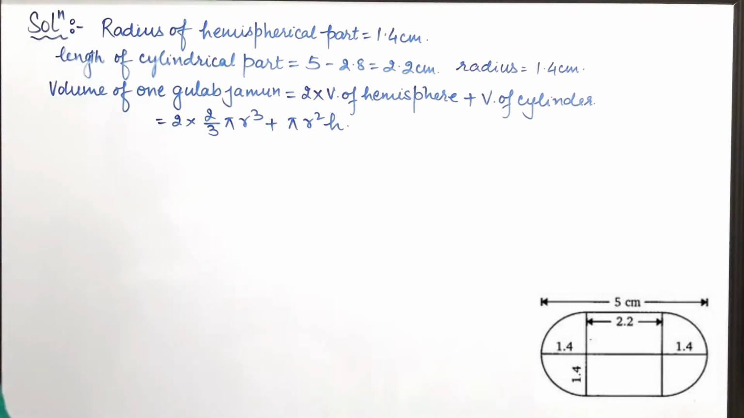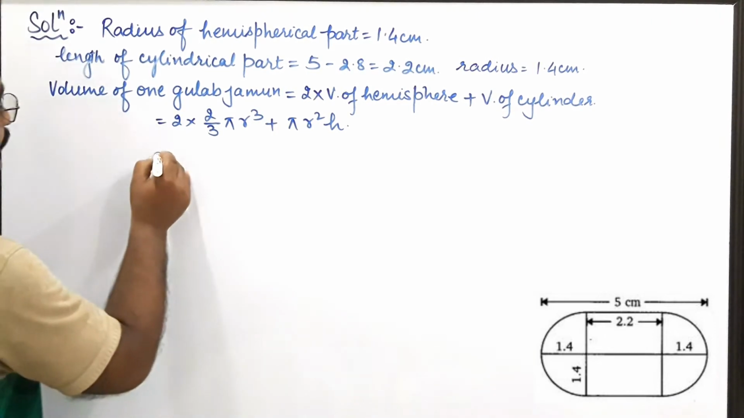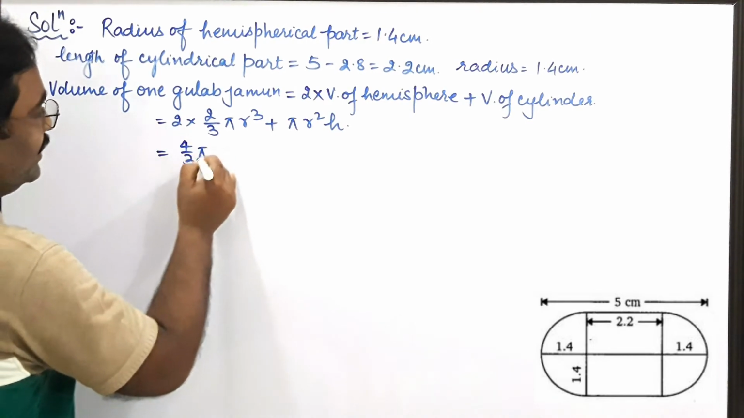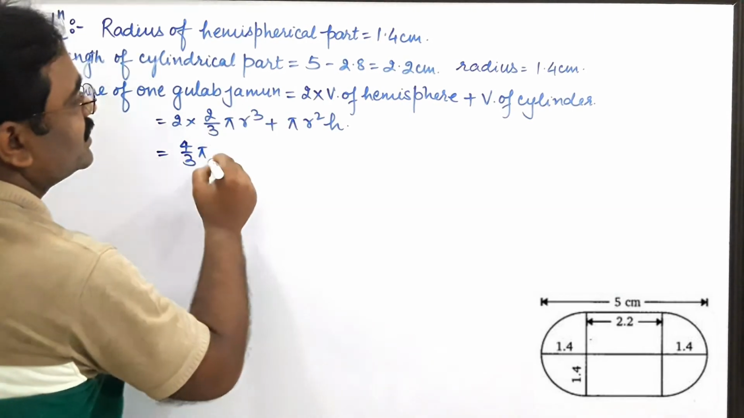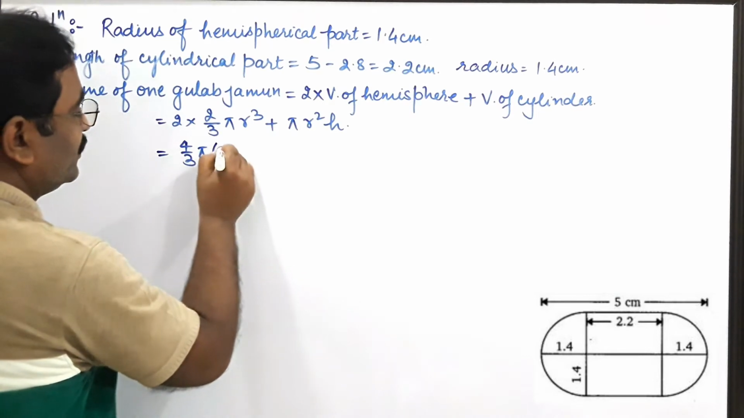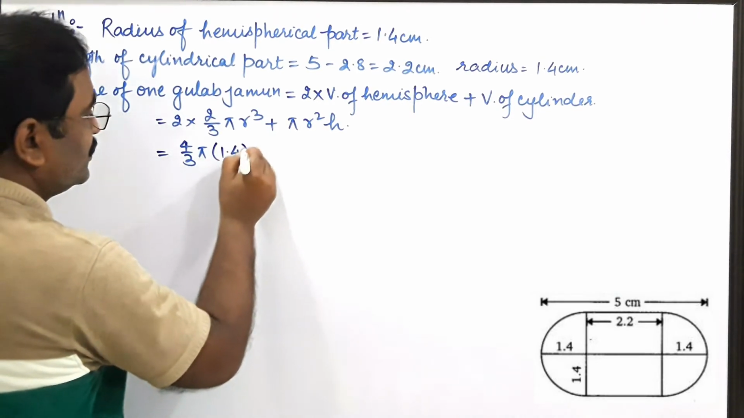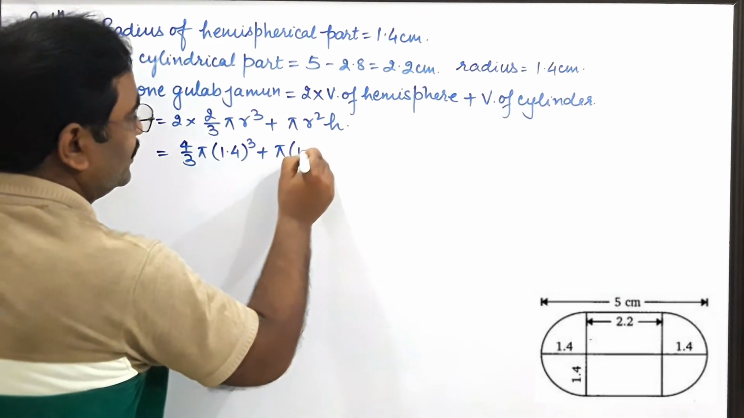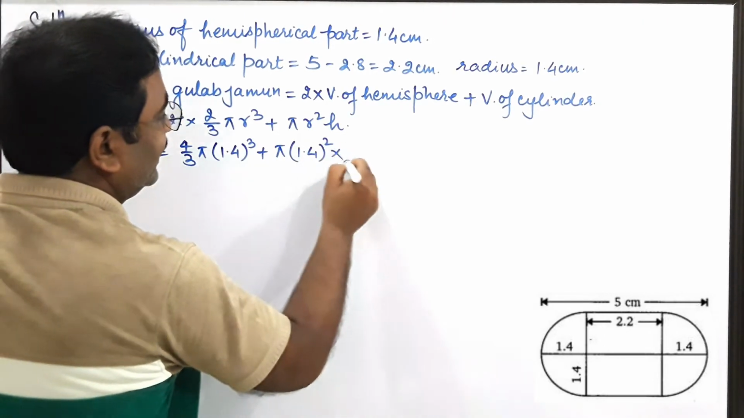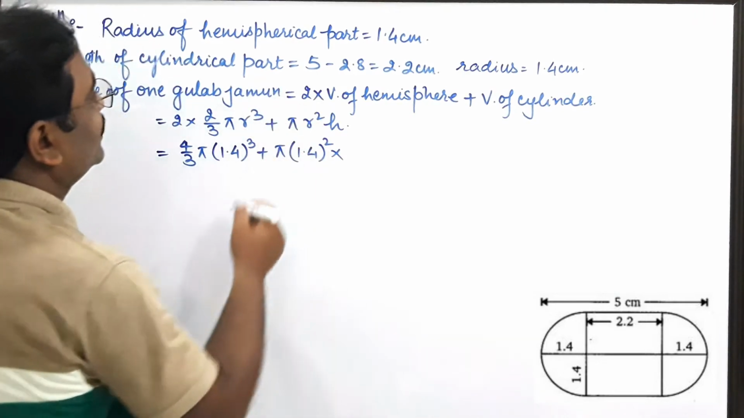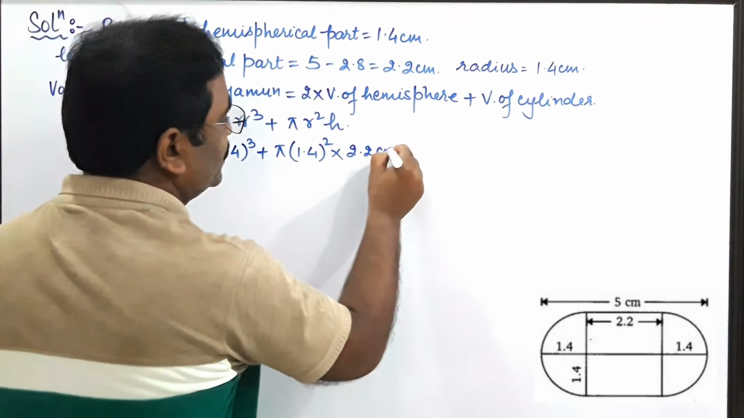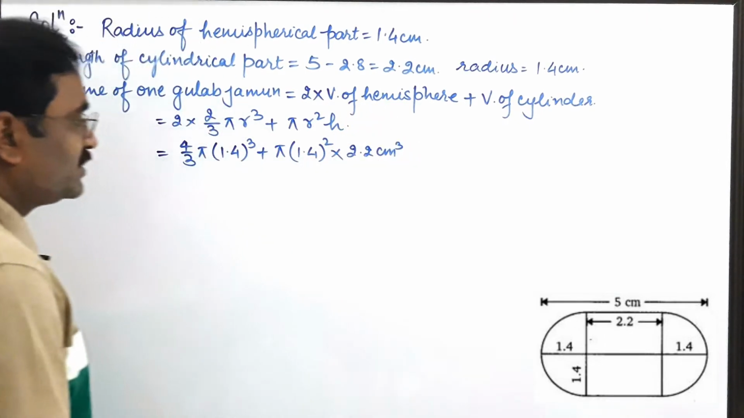So let us substitute the values. This is 4 by 3 pi r cube, where radius is 1.4 cube, plus pi, radius is 1.4 square, and this is the height, meaning the length of the cylindrical part, which is 2.2 cubic centimeter. So let us simplify.